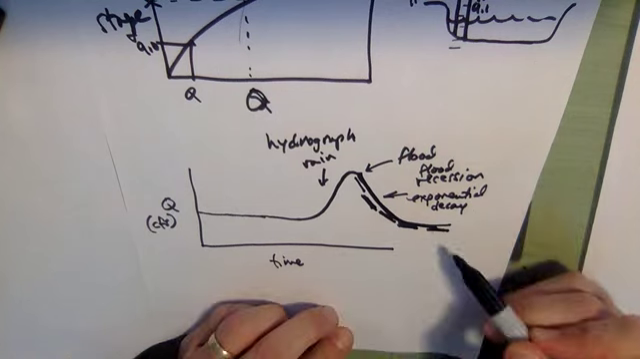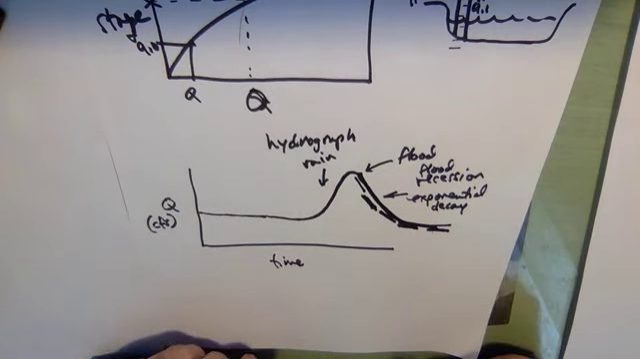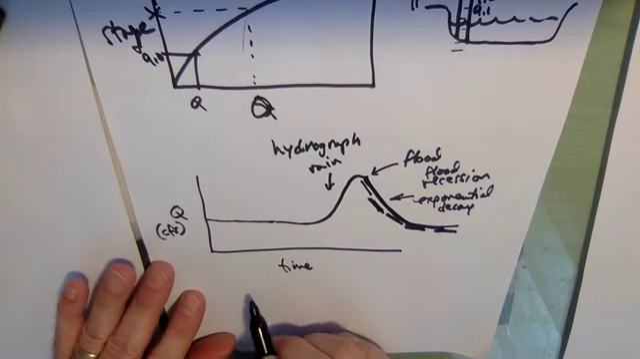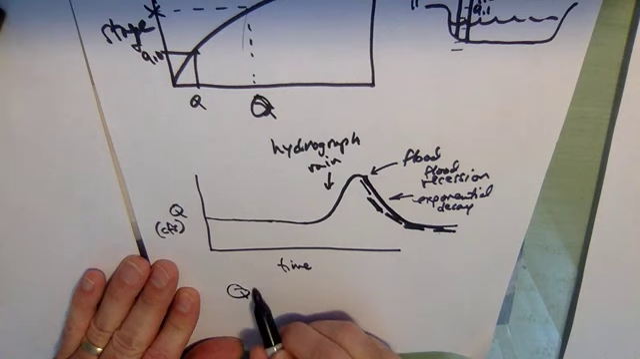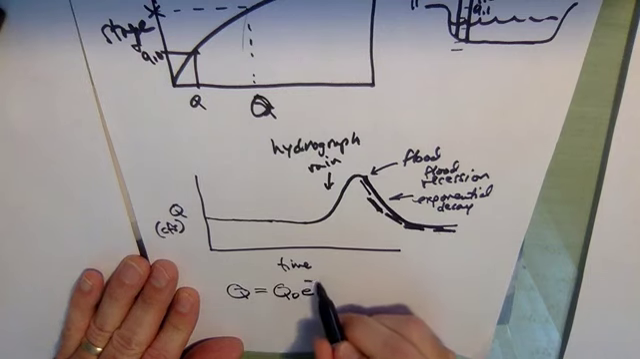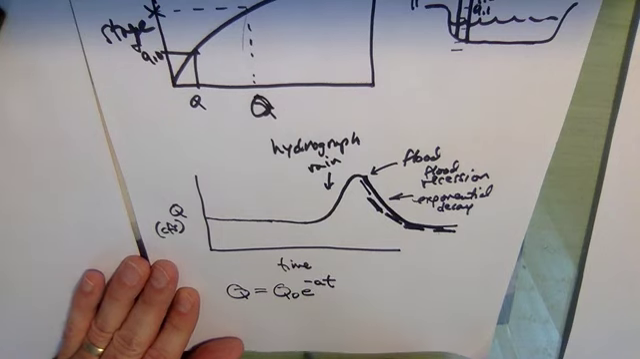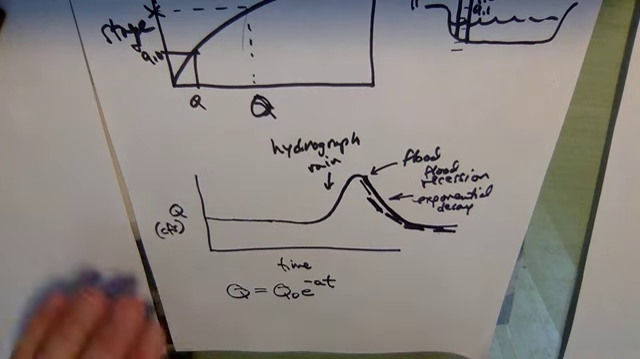And because it behaves that way, we can use equations developed for exponential decay, including through radioactive isotopes and so forth, to model this. The generic equation looks something like this. I'm going to write it out and then I'll explain it. Q equals Q naught e to the negative AT. All right, so write that down. Q equals Q naught e to the negative AT.